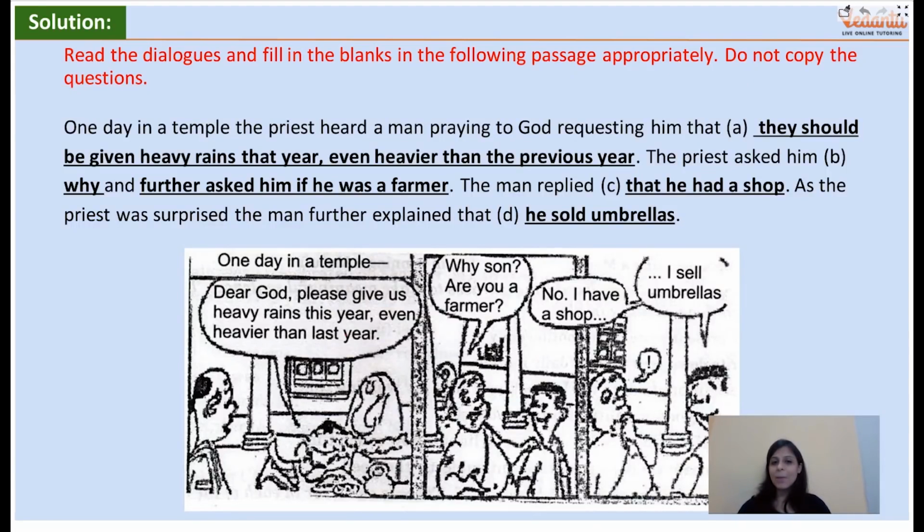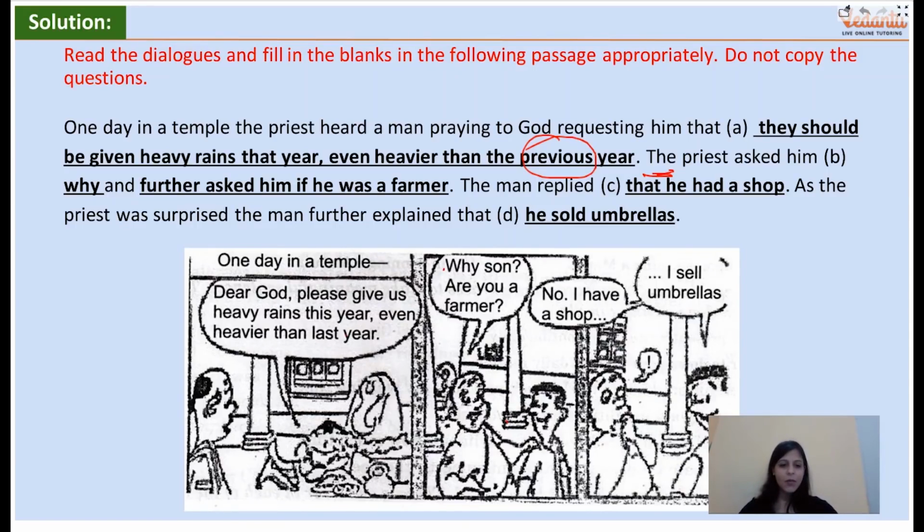So one day in a temple, the priest heard a man saying to God, requesting him that they should be given heavy rains that year. So this year gets converted into that year, and last year gets converted into previous year. So there is a set that gets converted. Cool. Let's proceed to the next. Asked him why and further asked him if he was a farmer. So before, okay, let's complete it and then I'll tell you how direct speech gets converted into indirect speech and what things you have to keep in mind.